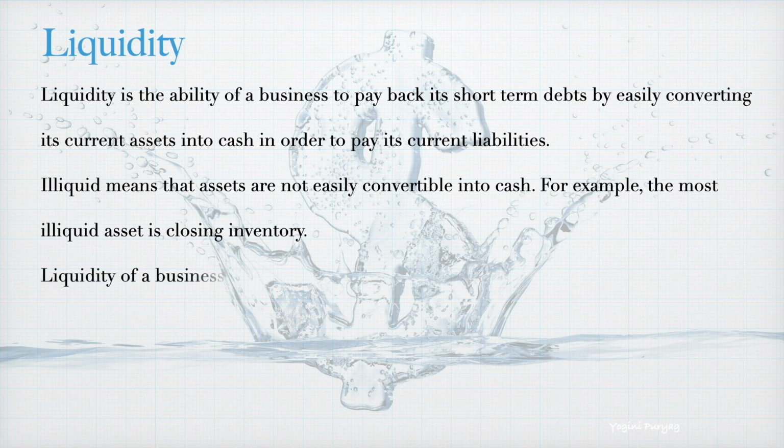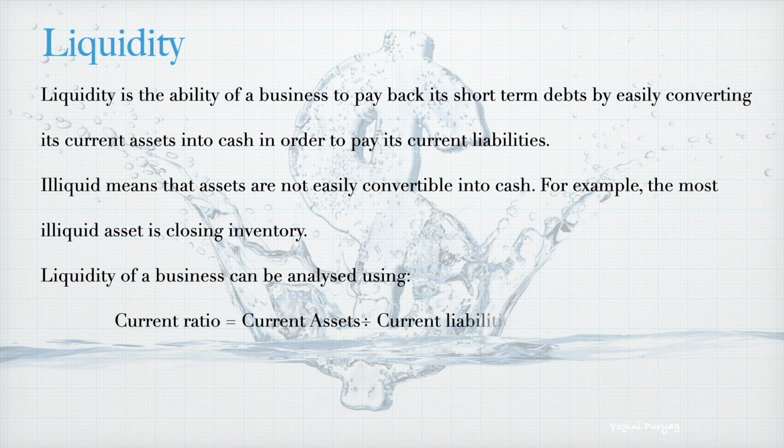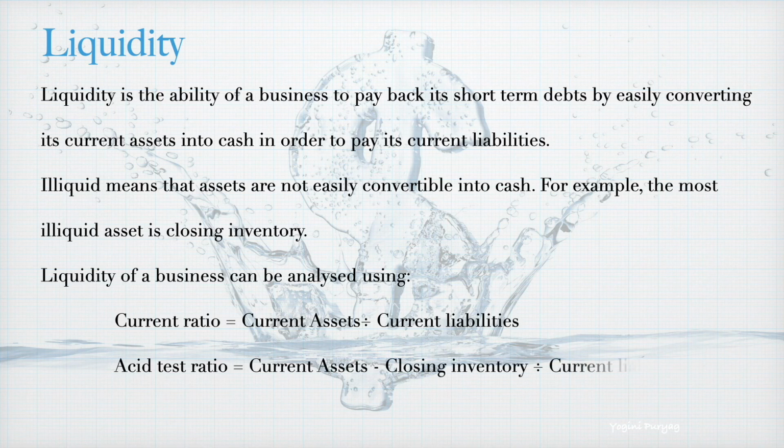Liquidity of a business can be analyzed using the current ratio, which equals current assets divided by current liabilities. Acid test ratio equals current assets minus closing inventory divided by current liabilities.